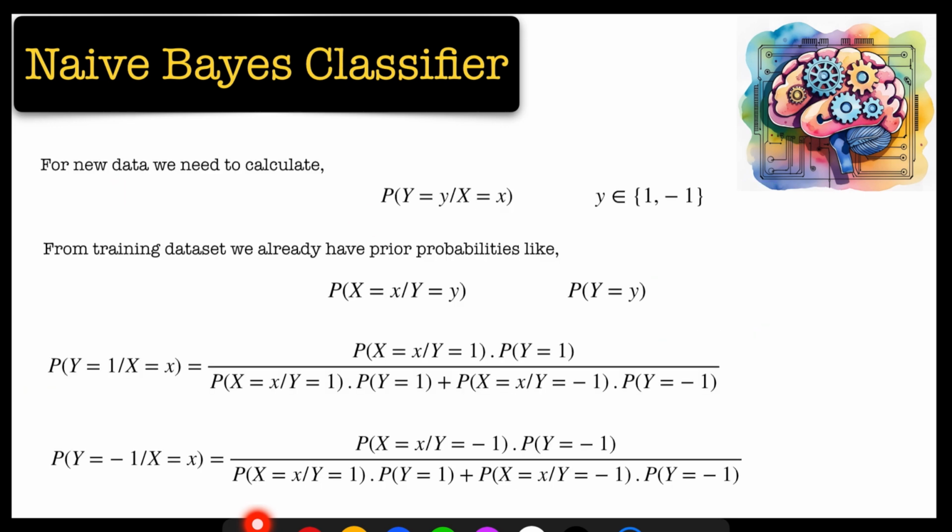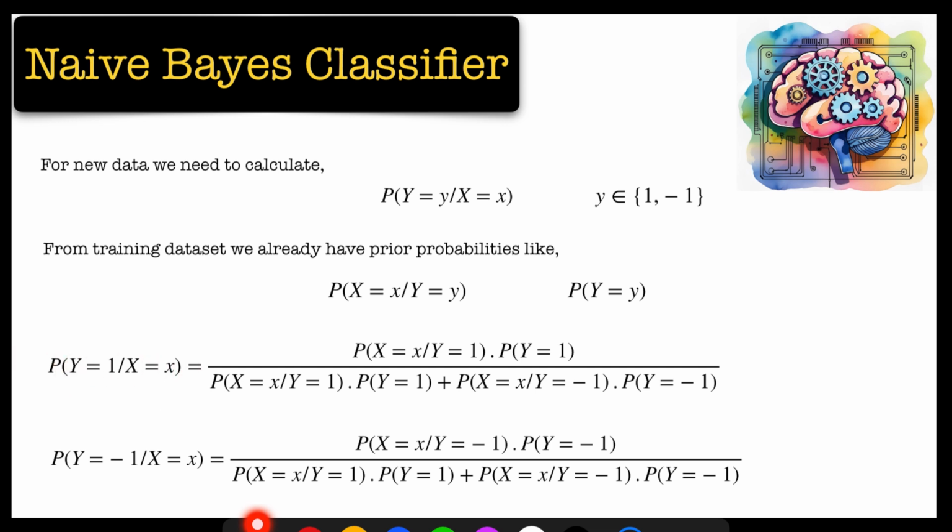Now for the new data, of course, we have to calculate this probability of y given x. And from the training set, we are getting these prior probabilities, probability of x given y and probability of y. Now there are two classes. We will calculate probability of output class 1 given input x, and probability of output class -1 given x. Whichever is higher will be our output class. If this probability is higher, then the output class is 1. If this probability is higher, then the output class is -1.